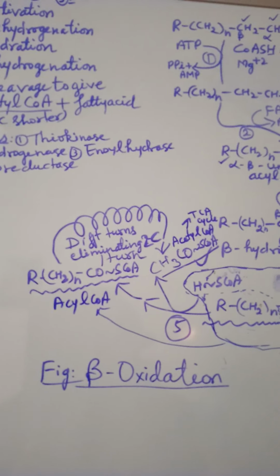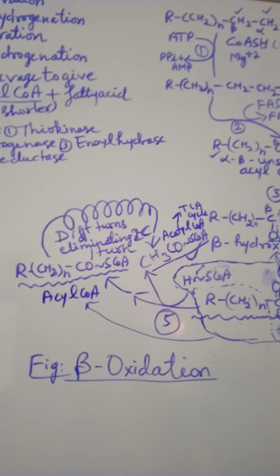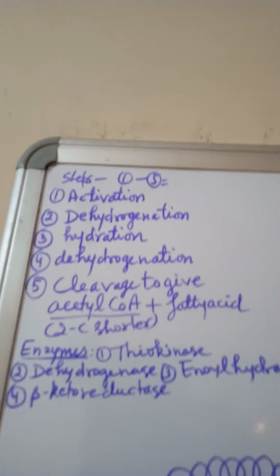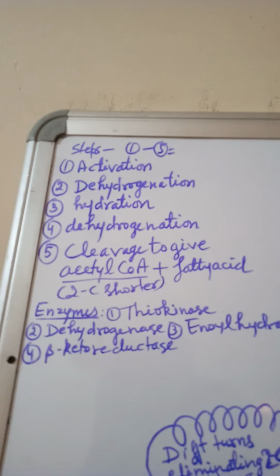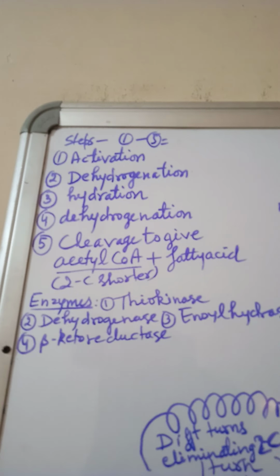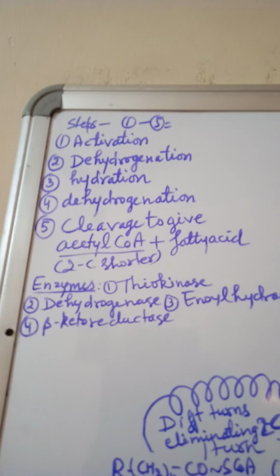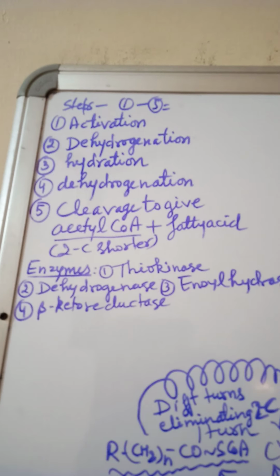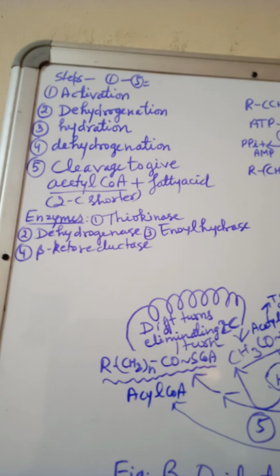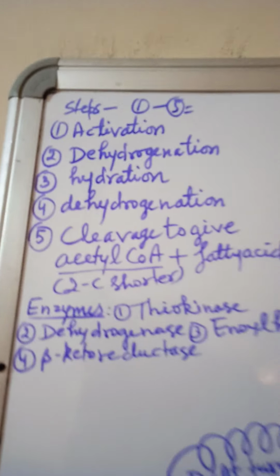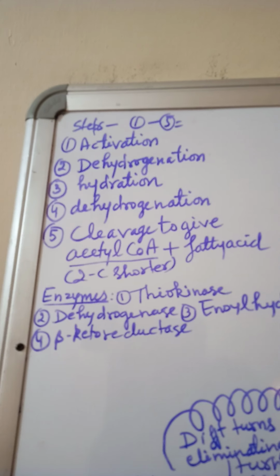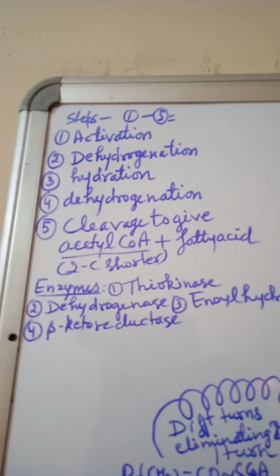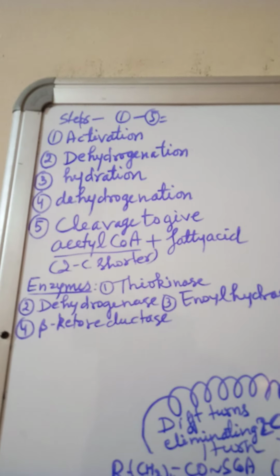The major steps of beta oxidation are: the first step activation, the second step dehydrogenation, the third hydration, then dehydrogenation, and the last step is cleavage to give acetyl coenzyme A plus a fatty acid which is 2 carbons shorter. So what are the 5 steps? These are the 5 steps that we see during beta oxidation: activation, dehydrogenation, hydration, dehydrogenation and cleavage to give acetyl coenzyme A and fatty acid.